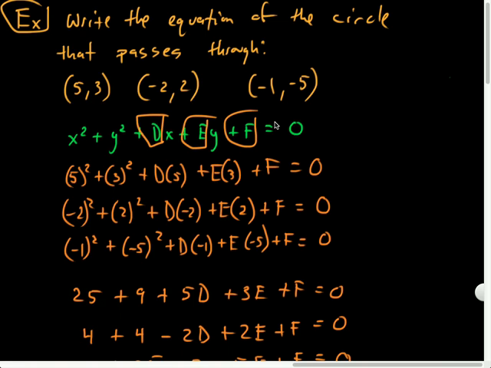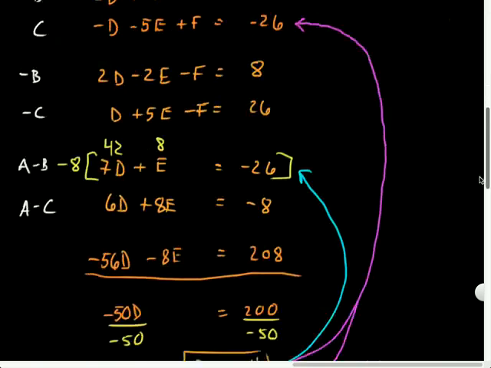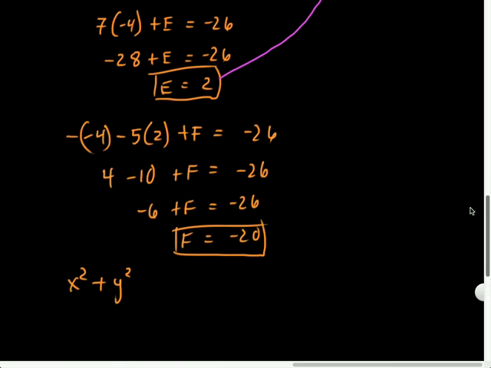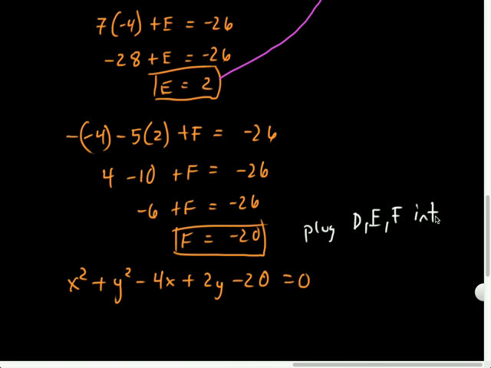Oh my goodness. This is forever. Okay. All right, here we go. X squared plus y squared. Let's see. D was -4, so -4x. Let's see, D, E, F. I just forgot the alphabet for a second there. Plus 2y minus 20 equals 0. So just to explain what I did here, I plugged D, E, and F into general form.